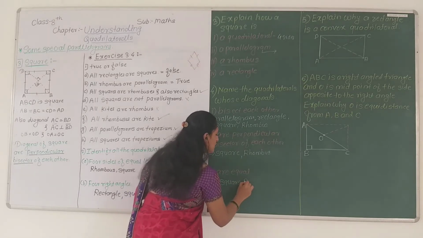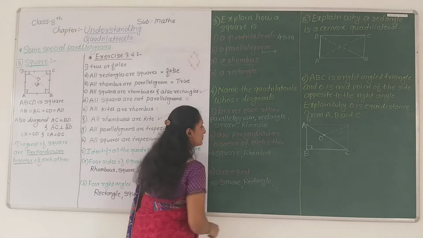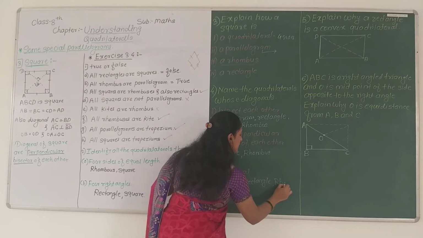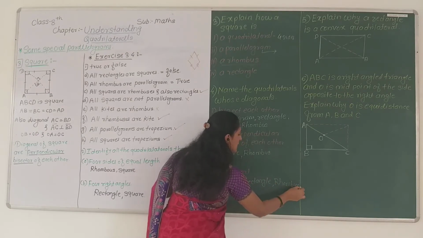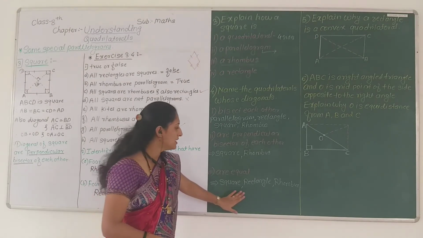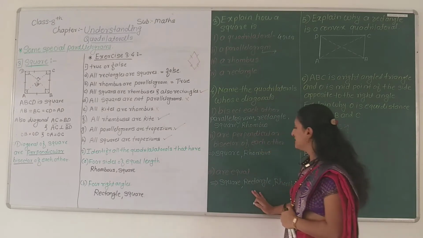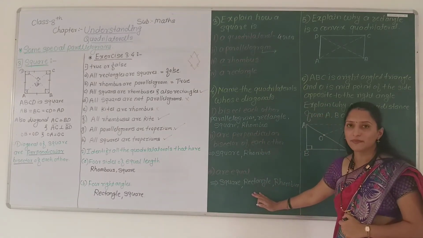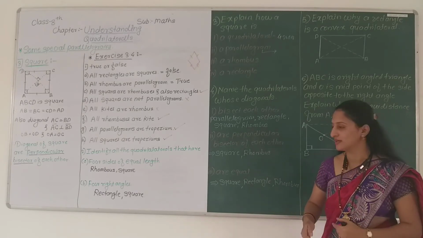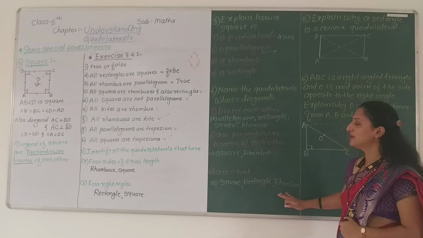Also diagonals of rectangle are of equal length. Diagonals of rhombus are perpendicular bisectors, but they are not of equal length. Also, we have learned that diagonals of rectangle are not perpendicular bisectors. Diagonals of rectangles only bisect each other, but they are of the same length. So square and rectangle.